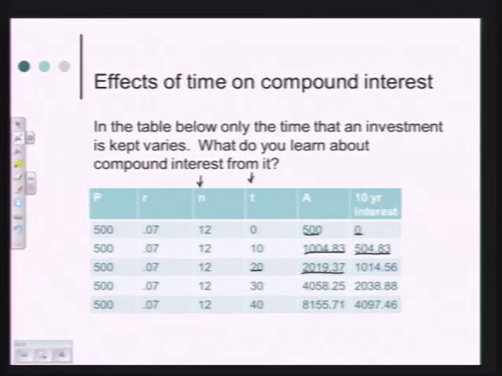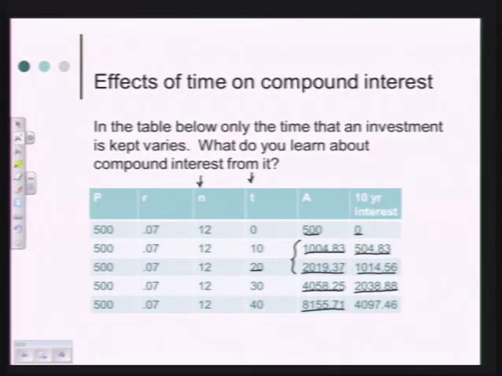This is where it gets really interesting. Remember, in that first decade, he picked up $504.83 in interest. In the second decade, the difference between these two numbers is $1,014.56, and that's all interest. If you go for a 30-year period, Bob's going to have $4,058.25 in the bank, and in that third decade, he's going to pick up $2,038.88 in interest only.